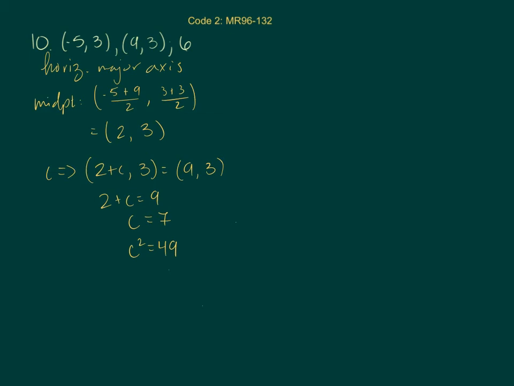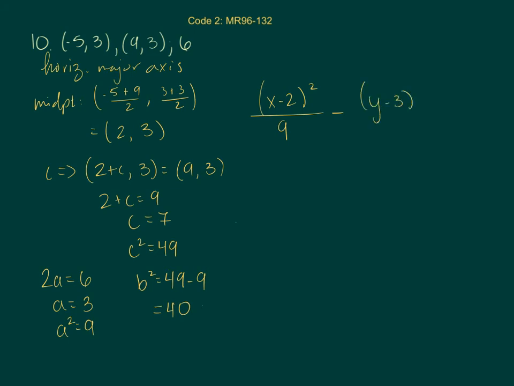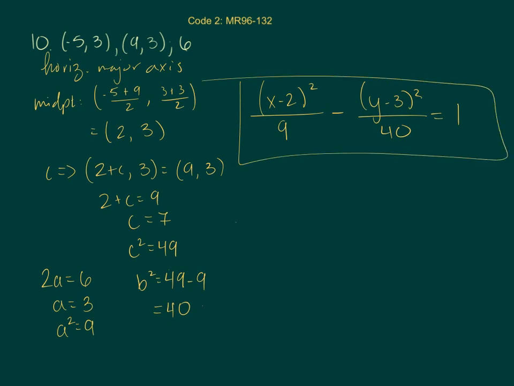Next, I need to find my a by setting 2a equal to 6. So a is equal to 3. So a squared is 9. This means that b squared is equal to 49 minus 9. So b squared is 40. So my equation of my hyperbola here is (x minus 2) quantity squared. Horizontal major axis means that a squared is underneath the x term, so that means over 9, minus (y minus 3) squared over 40 is equal to 1. And that's my answer.